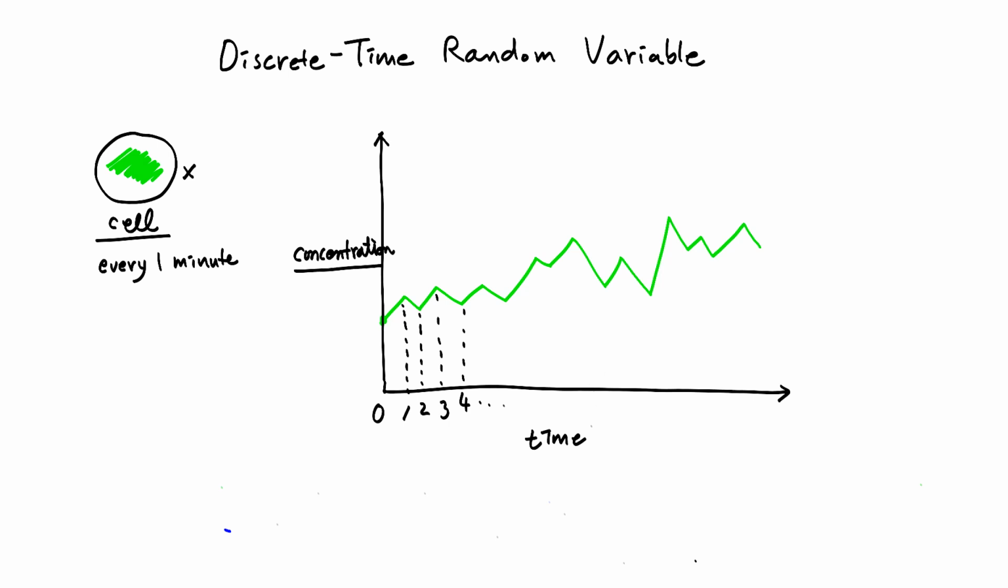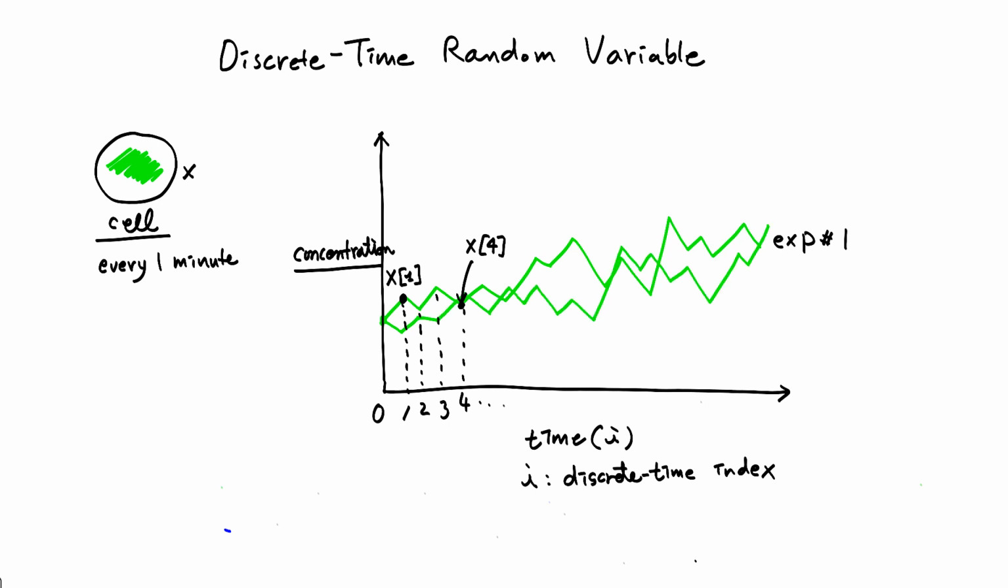And if you call the discrete time index i, so i is discrete time index, then this value here will be x of 1, and this value will be x of 4. This is experiment number 1. And next day, we repeat this experiment, the same experiment. And this time, we may get results something like this. And this is experiment number 2.